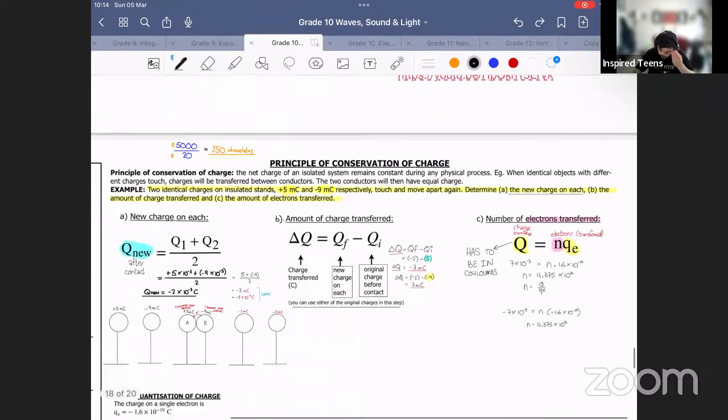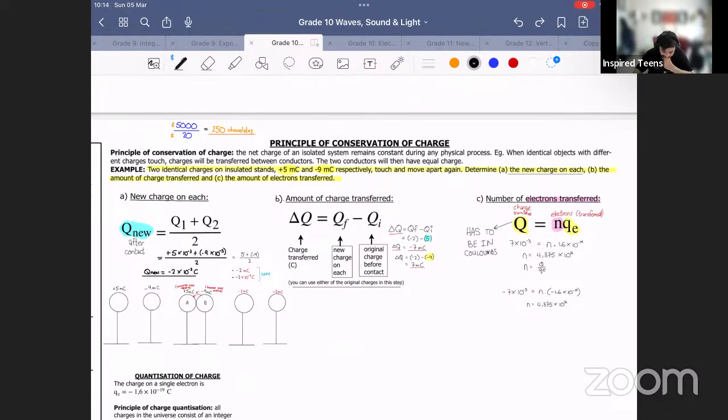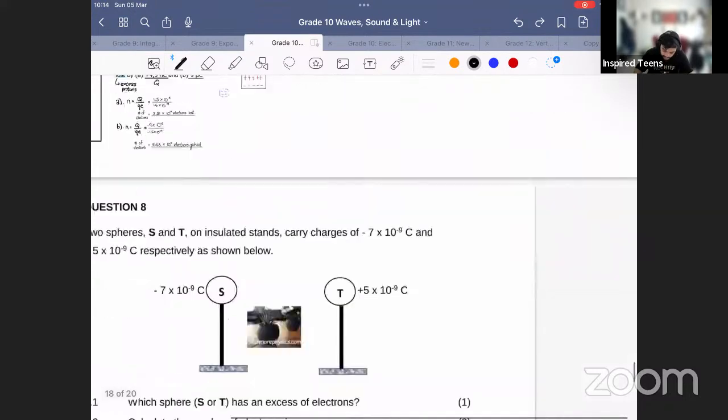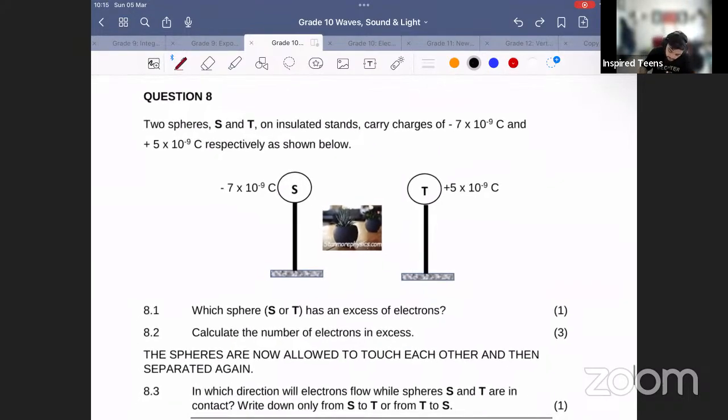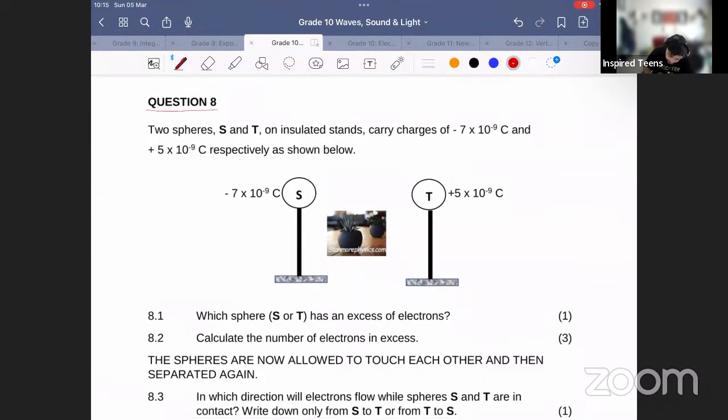Now we can discuss this one more time. Let me just see this one. It asks for the charge on each, the amount of charge transferred, and the number of electrons transferred. So let's do a new question, and then we can discuss all the concepts that we discussed last week as well. Then we can try and move on to electricity as well. We can start it at least. So question number 8.